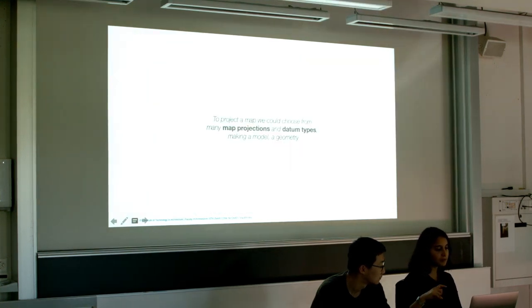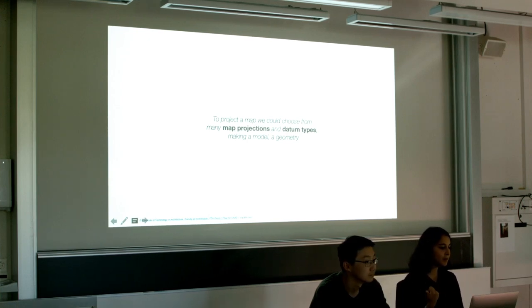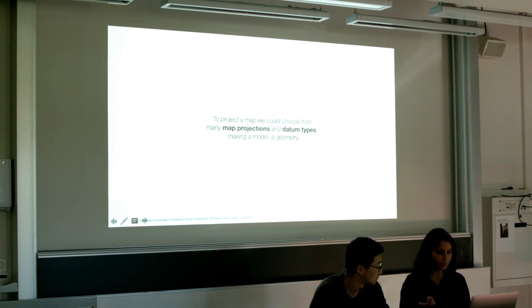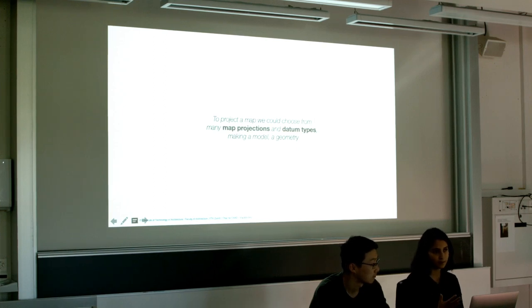And this can also be stressed when we think that in order to create what we understand as a map, we need to have map projections and datum types. With map projections, we can choose from Universal Transverse Mercator, Military Grid Reference System, United States National Grid, and with datum types, we can choose from WGS 84 or ellipsoid, and so on. So it always depends on the intention you have, and on what you want to have as a return.